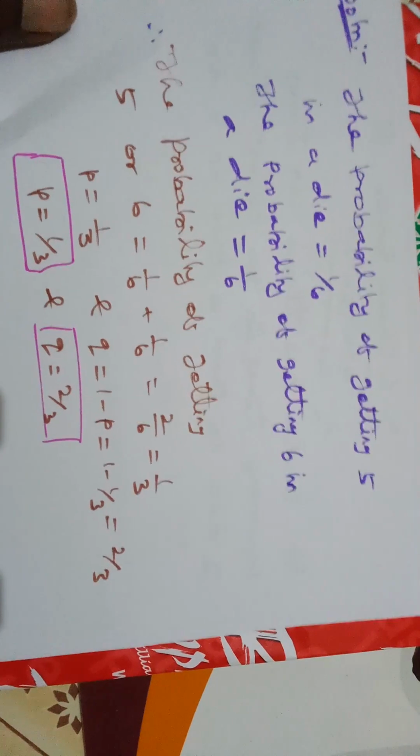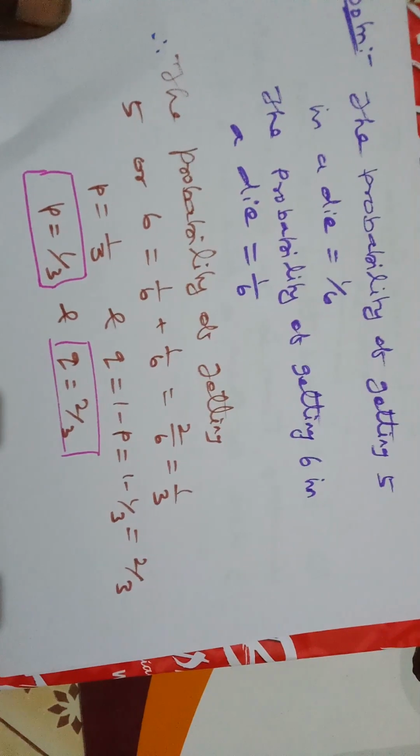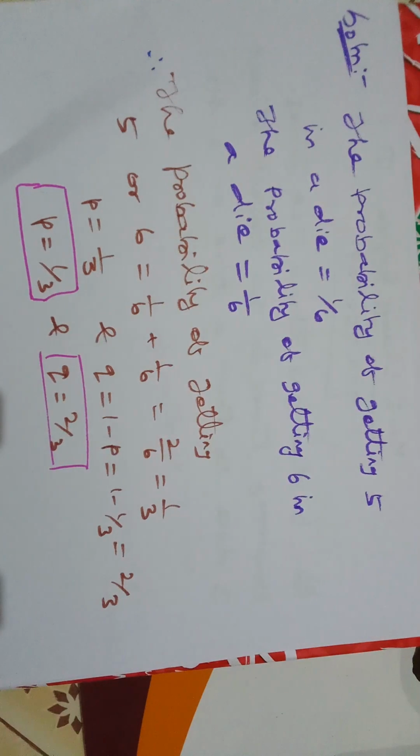See the problem. The probability of getting 5 in a die is 1 by 6, already we know. Similarly, the probability of getting 6 is also 1 by 6, since a die has 6 faces, numbers from 1, 2, 3, 4, 5, and 6. Therefore, the probability of getting 5 or 6 is 1 by 6 plus 1 by 6, which is equal to 2 by 6, that is 1 by 3. So, our success is 1 by 3.